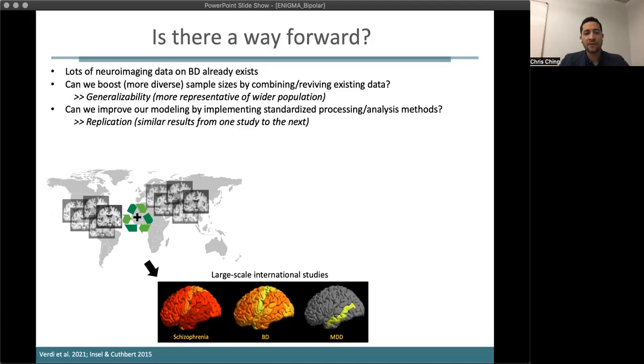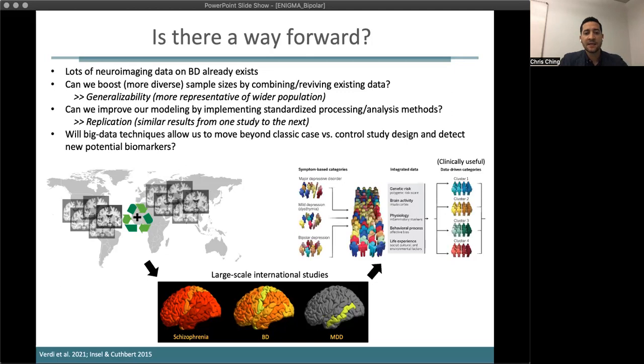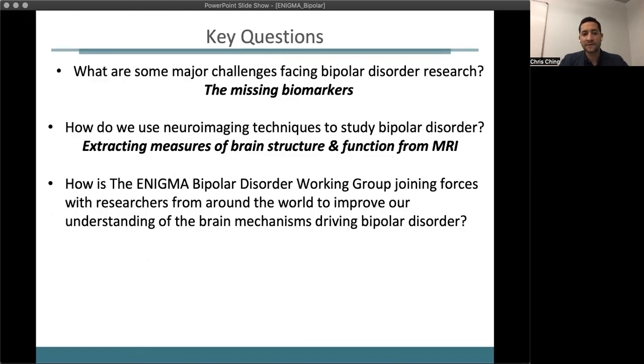If we pooled that data, we might be able to boost our modeling or our statistical power by implementing standardized processing and analysis methods. That could also, in theory, improve replication, showing similar results from one study to the next. And then if we were able to integrate these large scale standardized brain metrics with other biological measures, we could potentially use big data techniques to allow us to move beyond our classic case versus control study design and look for more clinically relevant potential biomarkers.